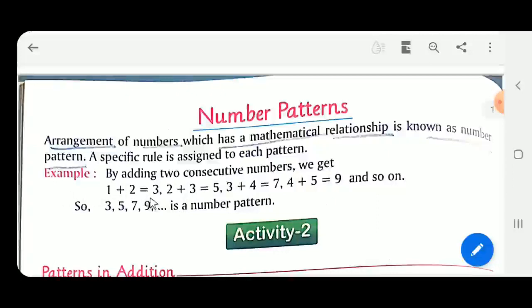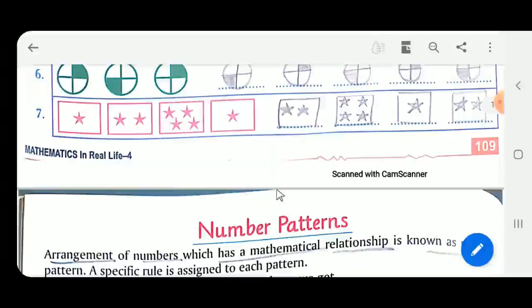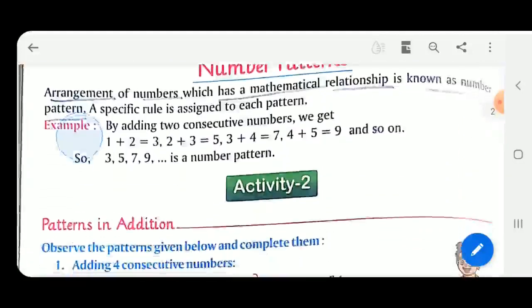1 plus 2 is equal to 3. The consecutive next number is 2 plus 3 is equal to 5. 3 plus 4 is equal to 7. Similarly, we have activity 2 for it.